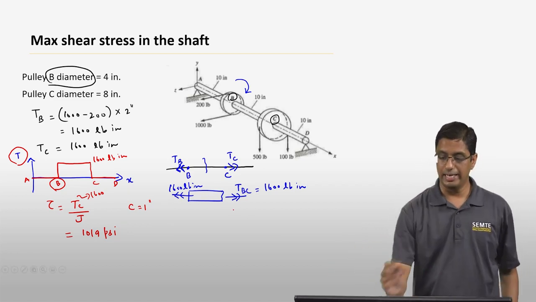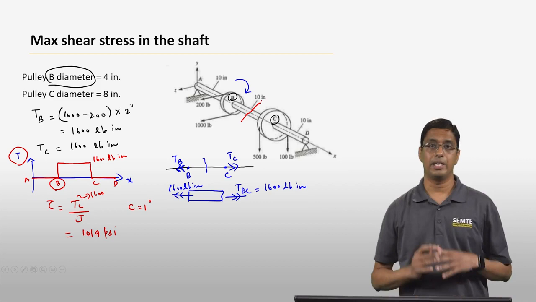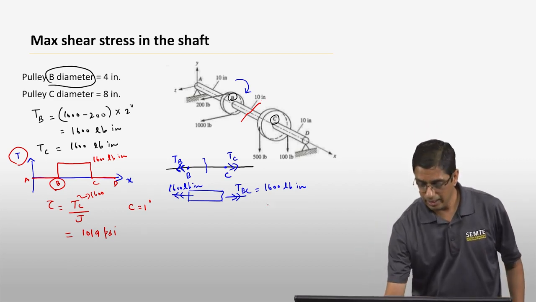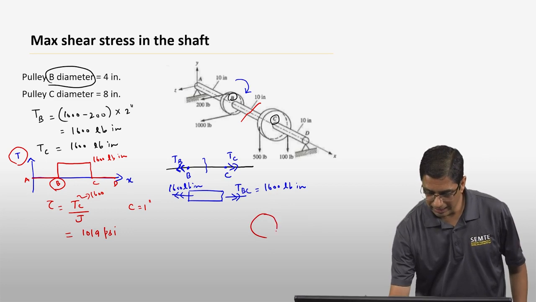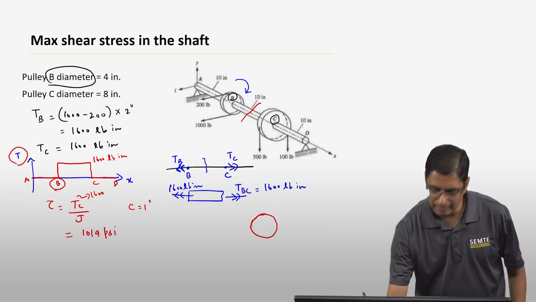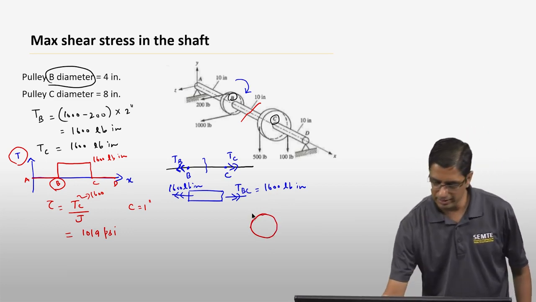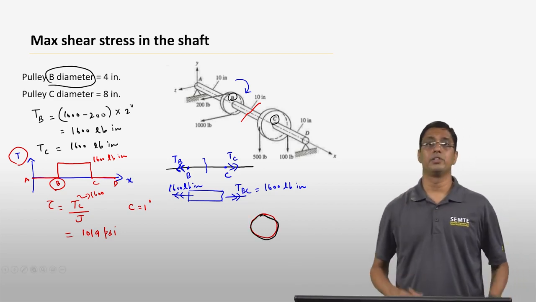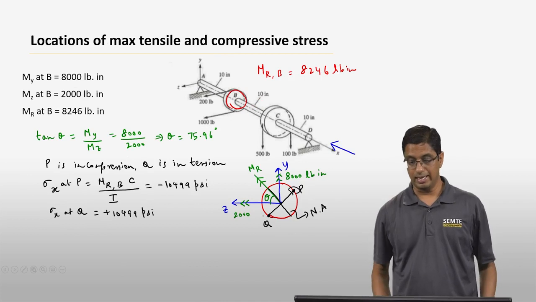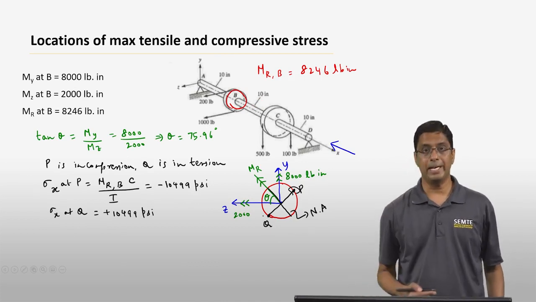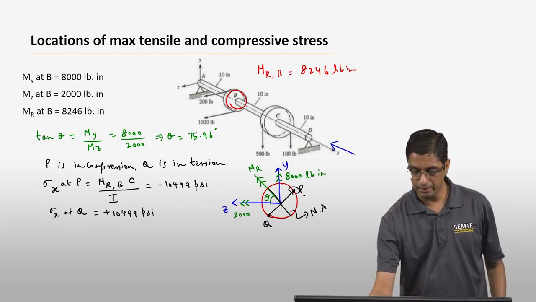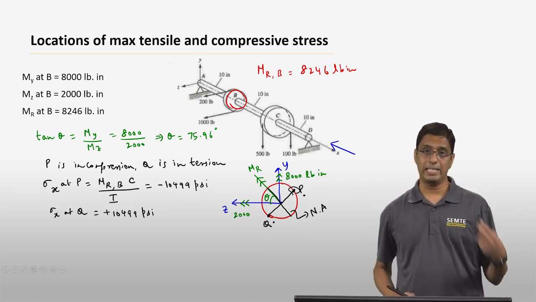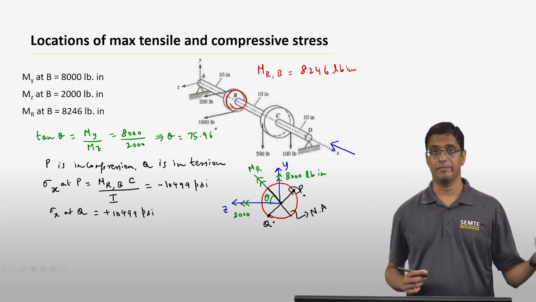So the maximum shear stress is going to occur at every section between B and C. If you look at any section between B and C here, and you look at the cross section, the maximum shear stress is going to be there. And of course, you know that the maximum shear stress occurs at the circumference. So if you go back a slide, this point P and this point Q here are also going to have the maximum shear stress because they lie on the circumference.